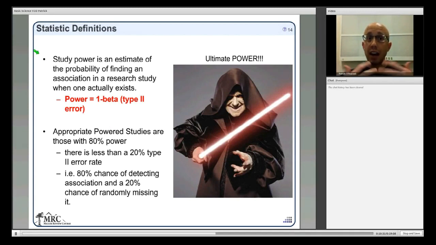Study power is an estimate of the probability of finding an association in a research study when one actually exists. And the power is defined as 1 minus beta, or the type 2 error. Appropriately powered studies are those with about 80% of power, i.e. there's less than a 20% chance of a type 2 error. This also is another way of saying there's an 80% chance of detecting an association, and a 20% chance of randomly missing it.